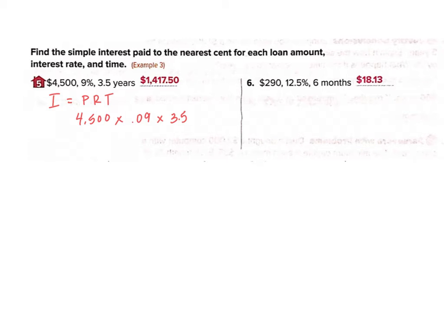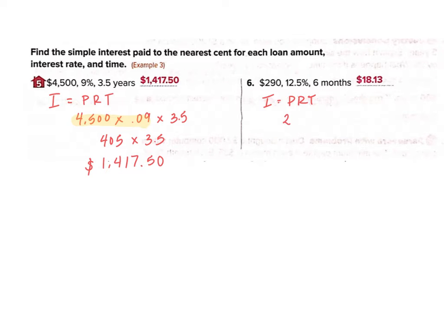If we take this in chunks, first I'm going to multiply 4,500 times 0.09, and I get 405. Then I multiply the 3.5 onto that, and I get 1,417.5, so the interest that was accumulated was $1,417.50.